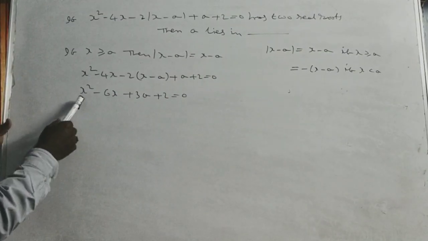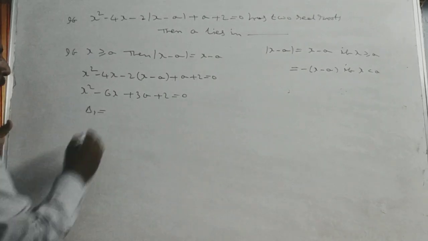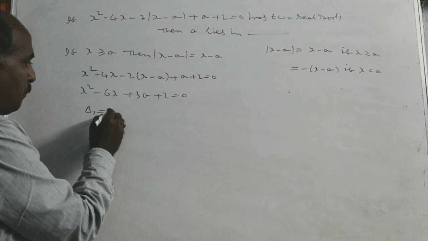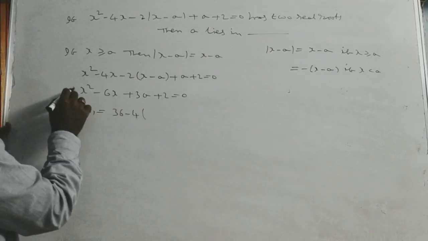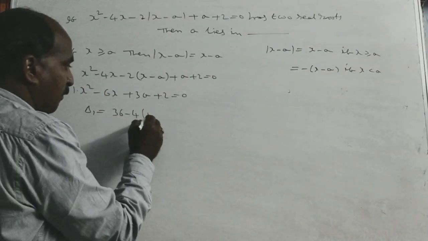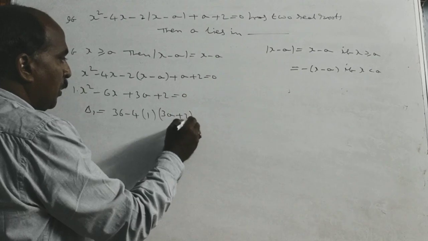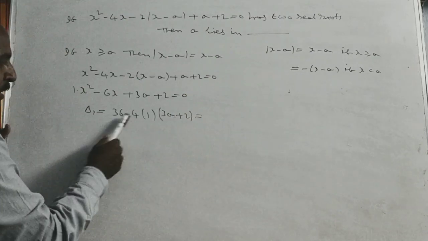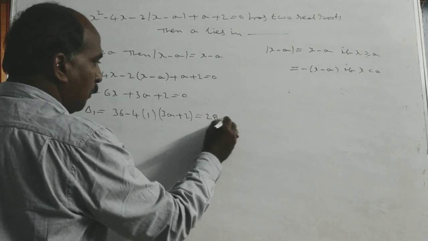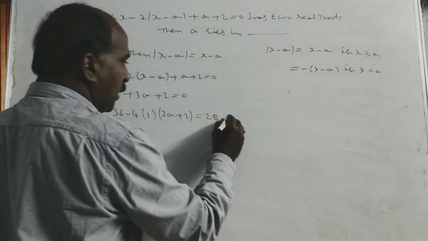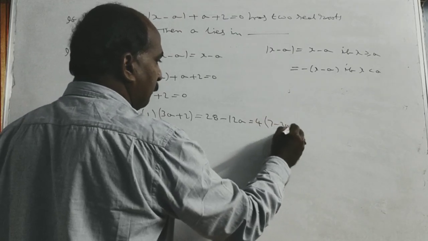Let delta 1 be the discriminant of this equation. Delta 1 = b² − 4ac. Here b² is (−6)², 36, minus 4 into a, the coefficient of x², which equals 1, and c is the constant term, 3a + 2. So 36 − 4(3a + 2) = 36 − 8 − 12a = 28 − 12a. Take 4 as common, we get 4(7 − 3a). This is delta 1.